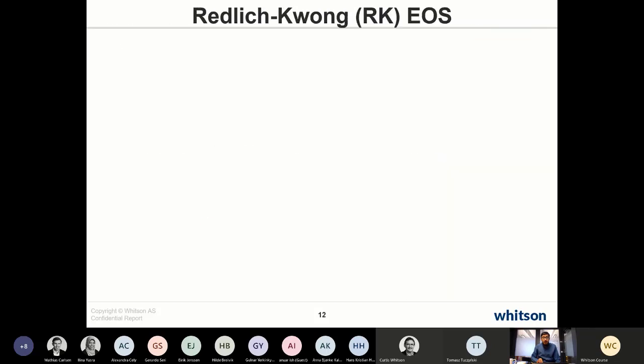Okay, so now we jump into the Redlich-Kwong equation of state model, which is kind of the first EOS model where people actually started using the cubic EOS models for petroleum applications. Any questions until now? Anything that's not understood, or somebody wants to know more about something?